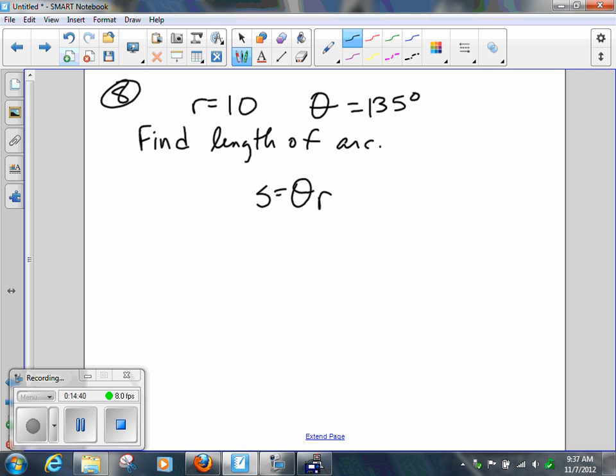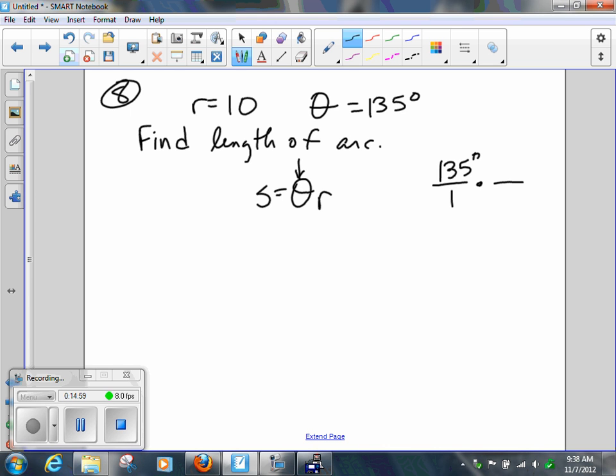Change the degrees to radians. I said yesterday before you did this, the only thing that can go into that value of theta or come out of that value of theta is what? Radians. Please write that down.